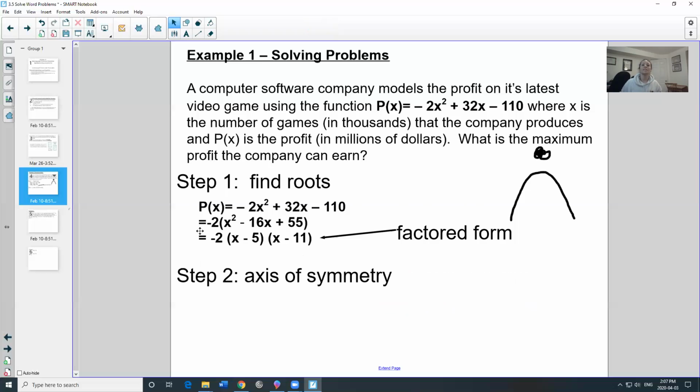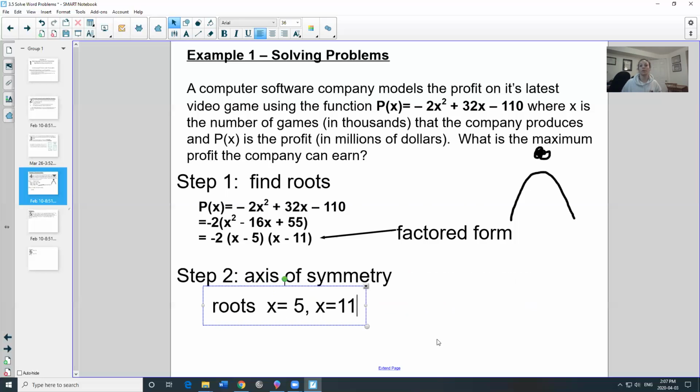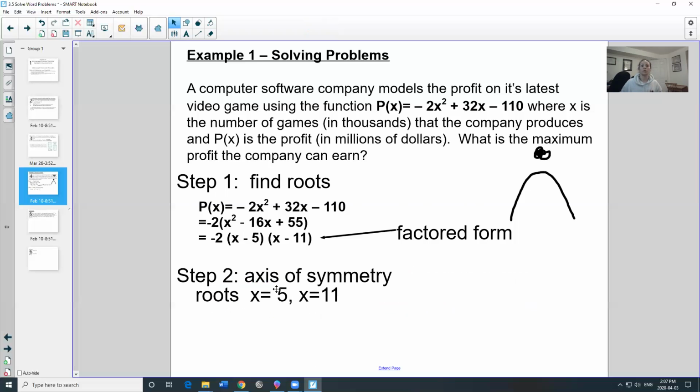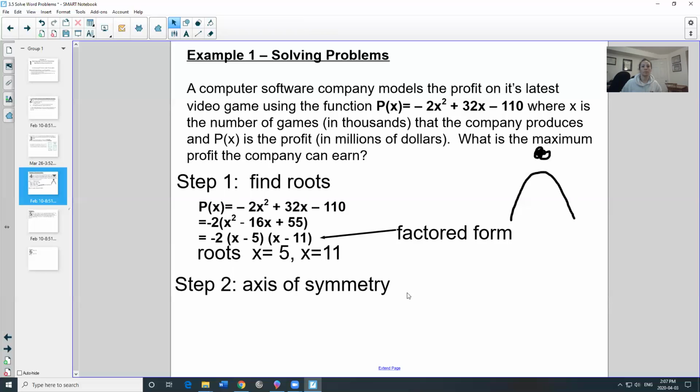Okay, so this is the factored form. That means that my roots would be +5 and +11. So my roots, x equals 5 and x equals 11. These are my two roots. We'll put those up here. In order to find the axis of symmetry, I'm going to take 5 and 11 and find the point in between them.